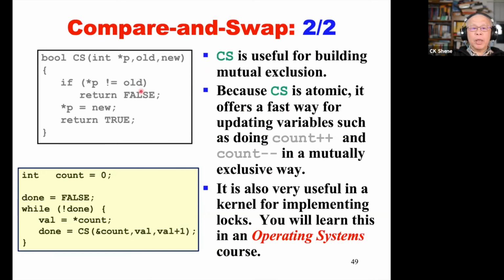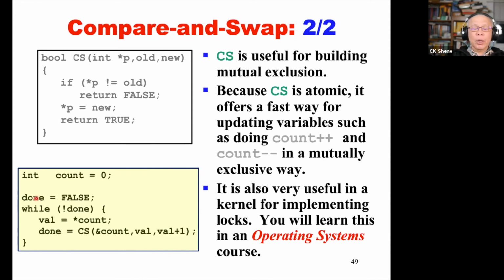I copied the CS instructions here. As we saw earlier, CS is useful for building mutual exclusion. Now, because CS is atomic, it offers a fast way for updating variables, such as doing count plus plus and count minus minus in a mutually exclusive way. Here is an example we discussed a few weeks ago. We have a shared variable count. This shows you one process.